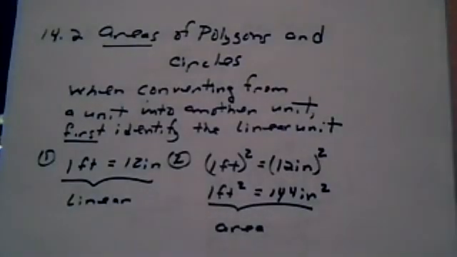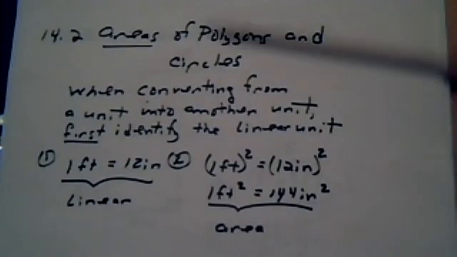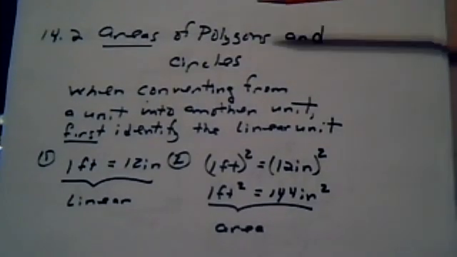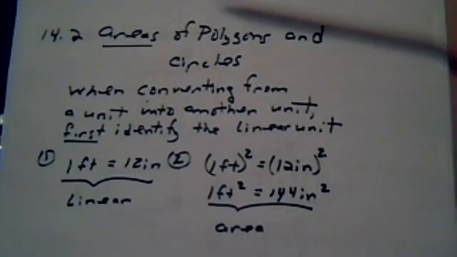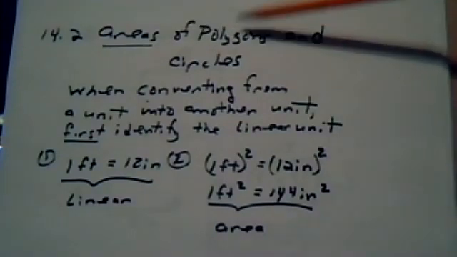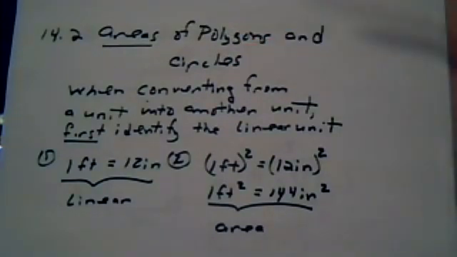Now we go from distance to areas. Areas are like surface. How much surface do you have? So, areas of polygons and circles. When converting from a unit into another unit, that means from square centimeters, square meters. Before you do the conversion in the area, first go to the linear relationship.